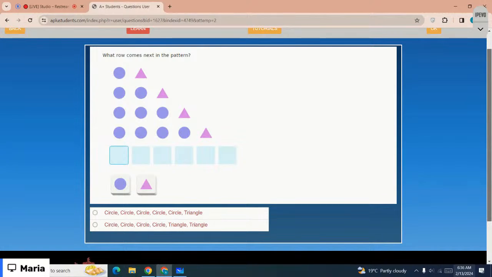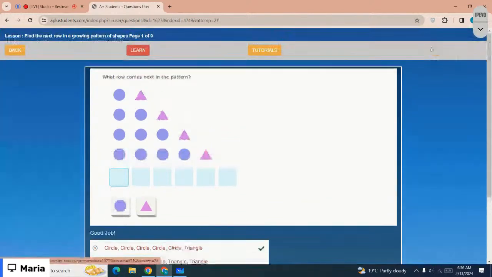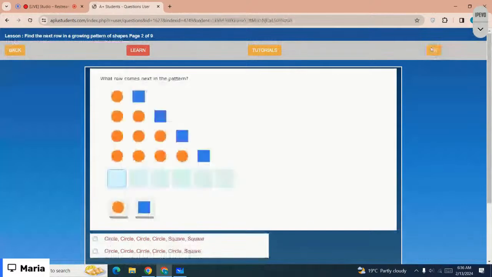Yes, that is option number one. Is the correct option. What row comes next in the pattern? Which is the correct option? Yes, that is the second option. Option number two is the correct option.